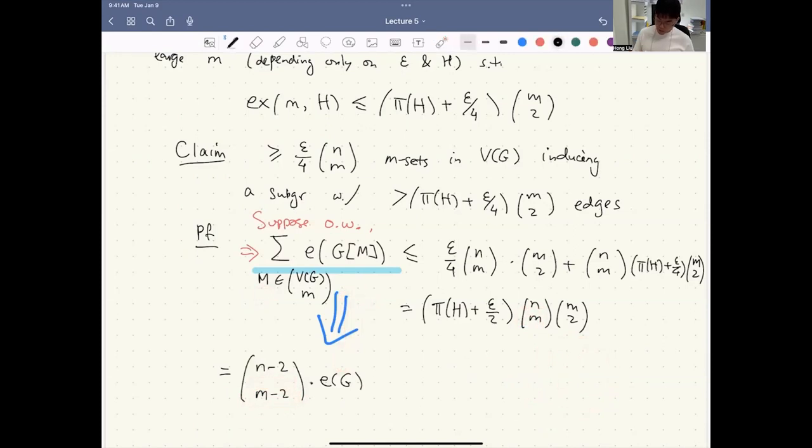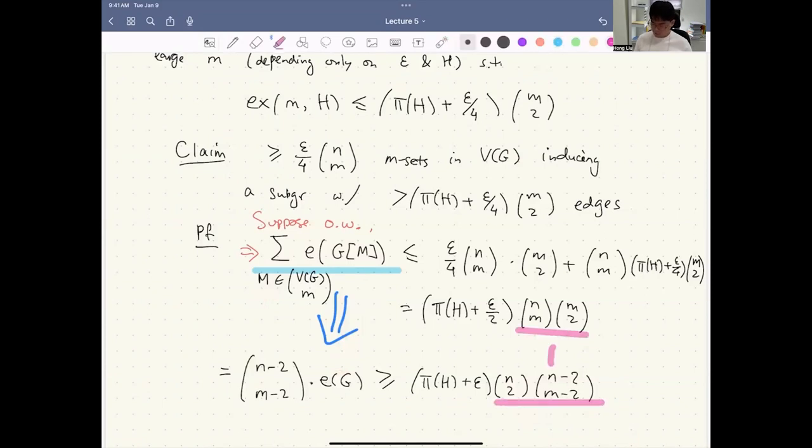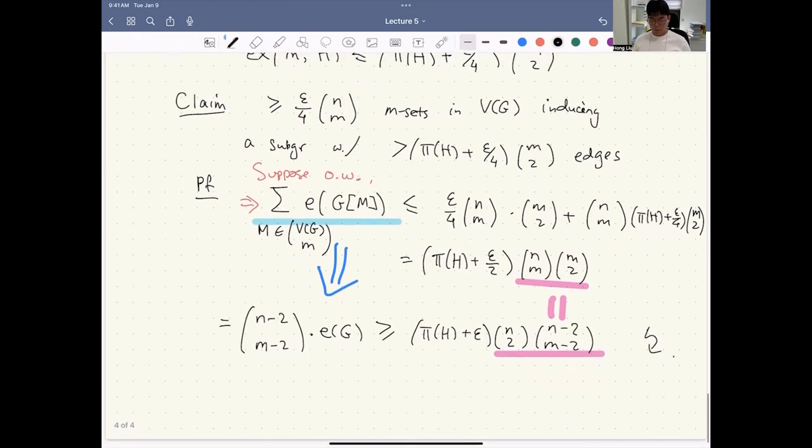Now we can bound this from below by our hypothesis on the number of edges of G, which is pi of H plus epsilon times n choose 2, times n minus 2 choose M minus 2. And these two things are actually the same. This and this are the same. We get a contradiction. Okay, that finished the proof of the claim.